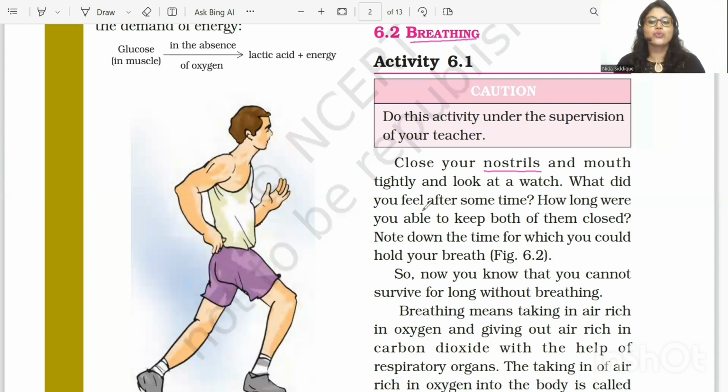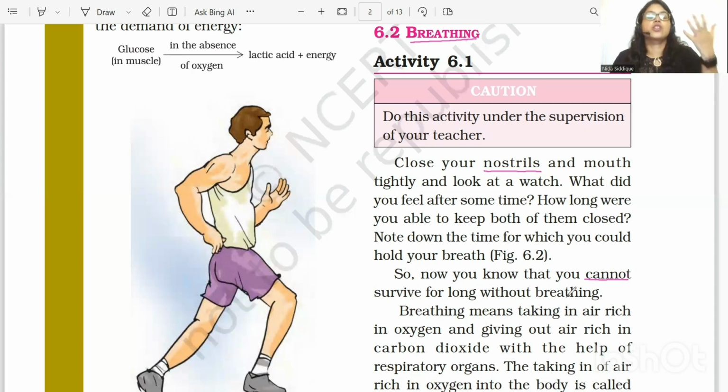So what did you feel after some time? I am sure you all must have that feeling of suffocation, right? So how long were you able to keep both of them closed? Of course, ये different individual के लिए different timing होगा, but I'm pretty sure that you all will not be able to hold your breath for a longer period of time. So you can note down your observation, and you can compare it with your friends as well. So now you know that you cannot survive for long without breathing.